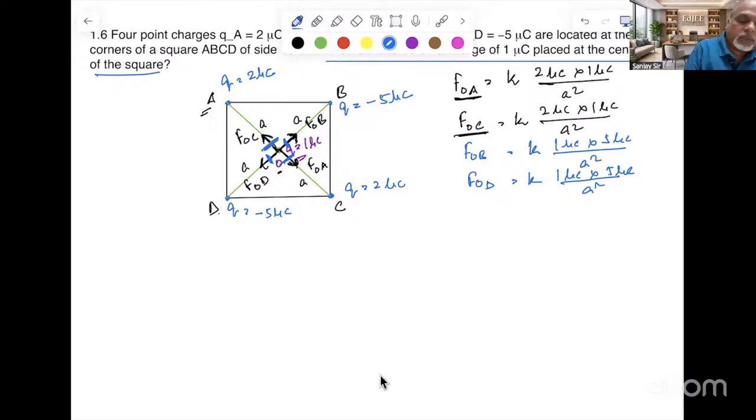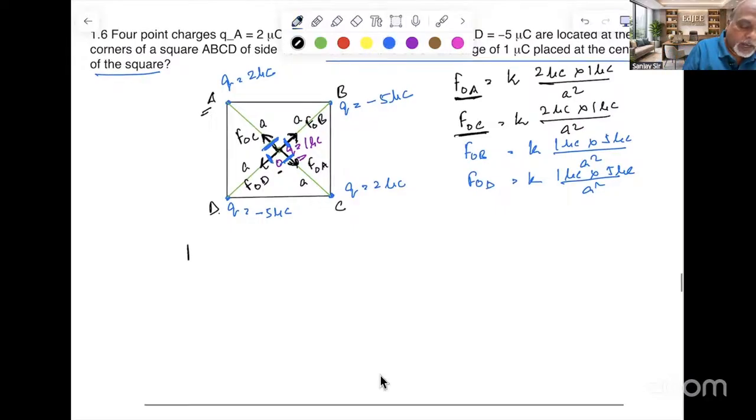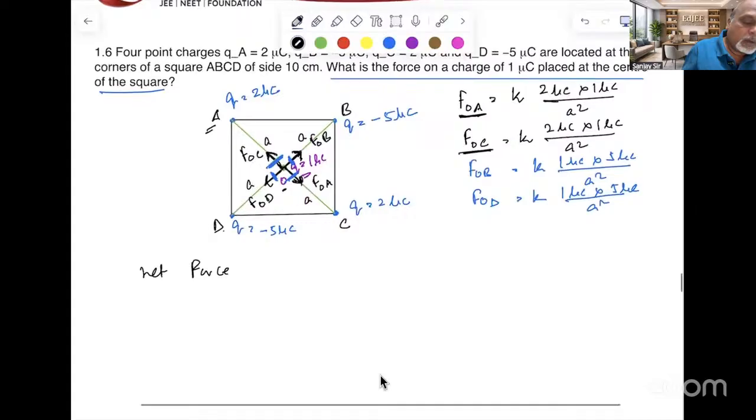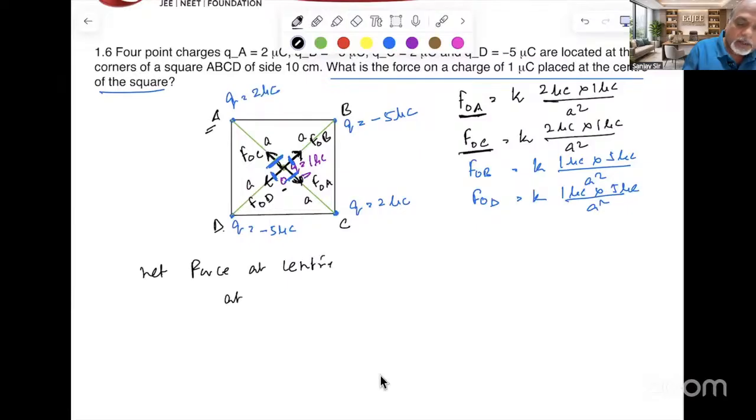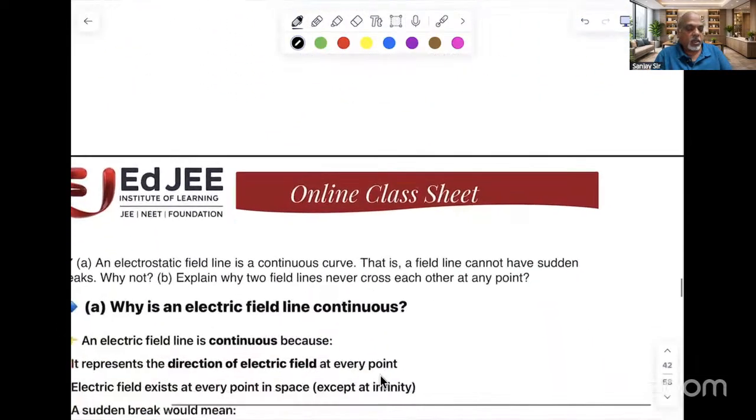So what will be the net force at center, or at the 1 microcoulomb charge, that would be... correct. I hope this is clear. Now let us go to the next question.